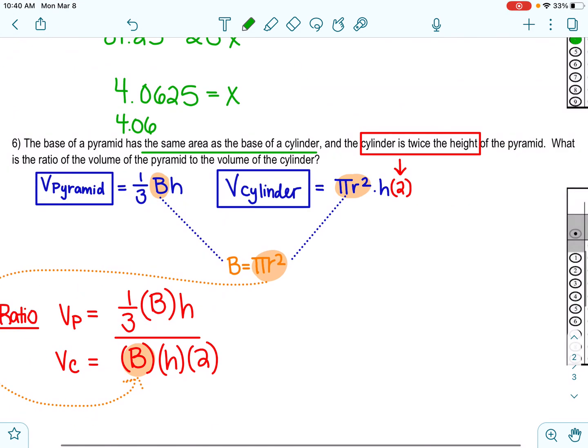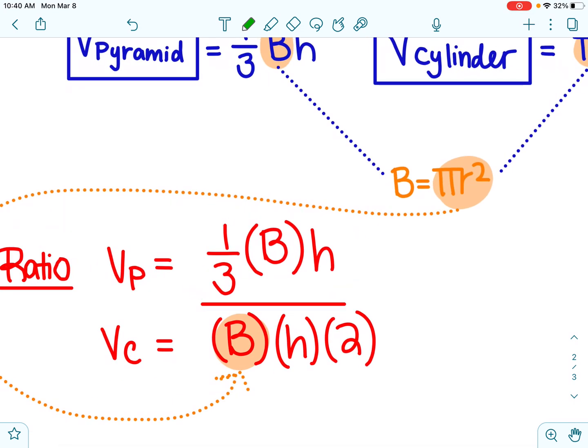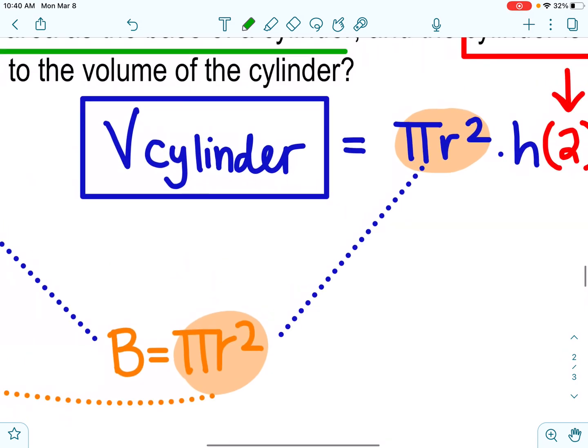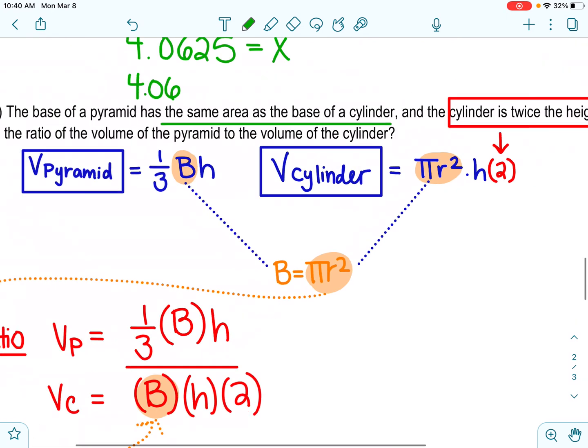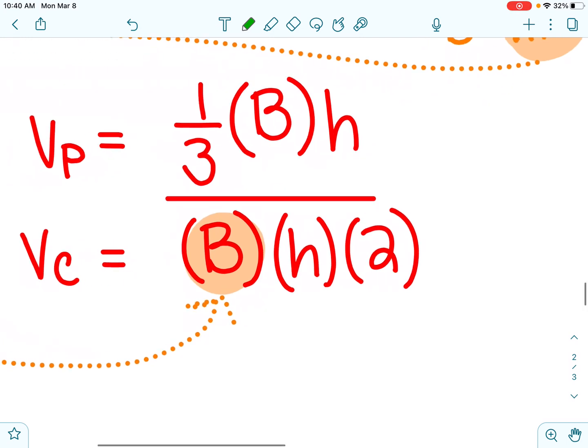Okay, so with that in mind, I said, now I have to write a ratio. So the volume of the pyramid is 1/3 the area of the base times the height. That one I just kept the same. But for the volume of the cylinder, I replaced the pi r squared with a b because those are interchangeable. They're equal to each other. So I put a b here, and then I also included the height and the 2 because that height needs to be twice the pyramid's height.